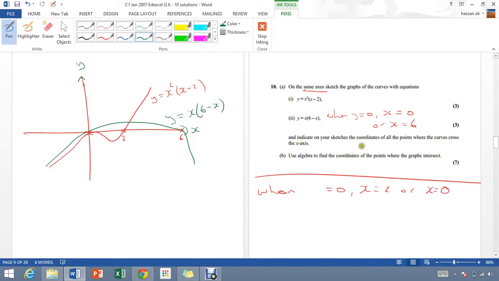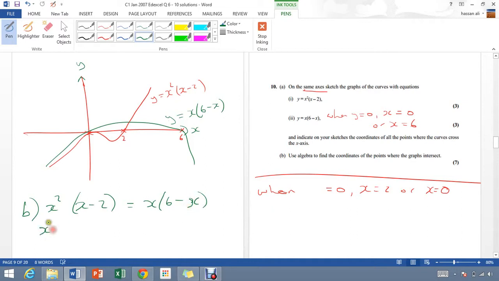Okay, and it says to indicate in your sketches the coordinates. Right, I've done that over here. Now, use algebra to find the coordinates of the points where the graphs intersect. Wherever they intersect, just make sure you remember to make them equal to each other. So this is for part B. You will have x squared times (x minus 2) equals x times (6 minus x).